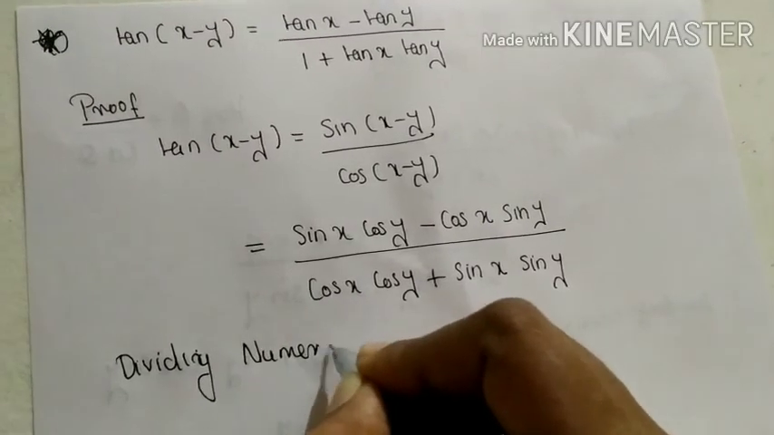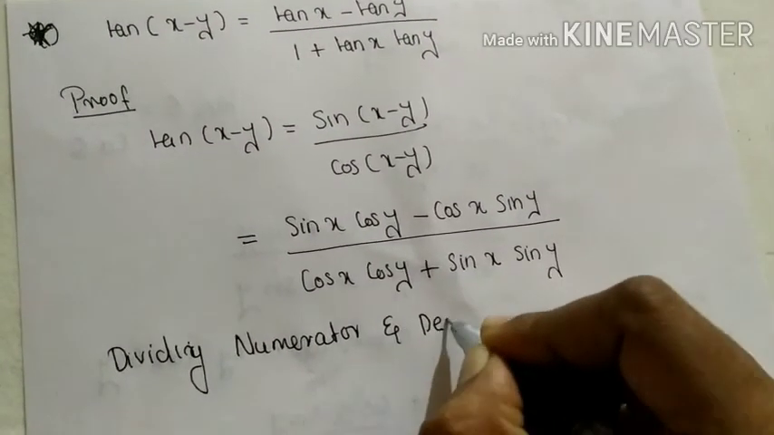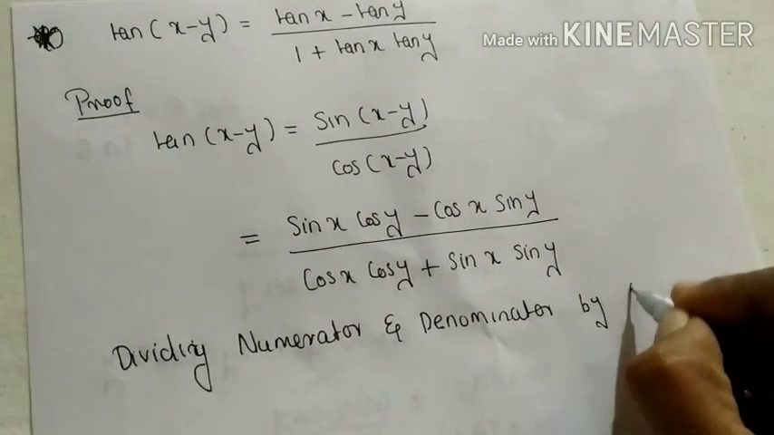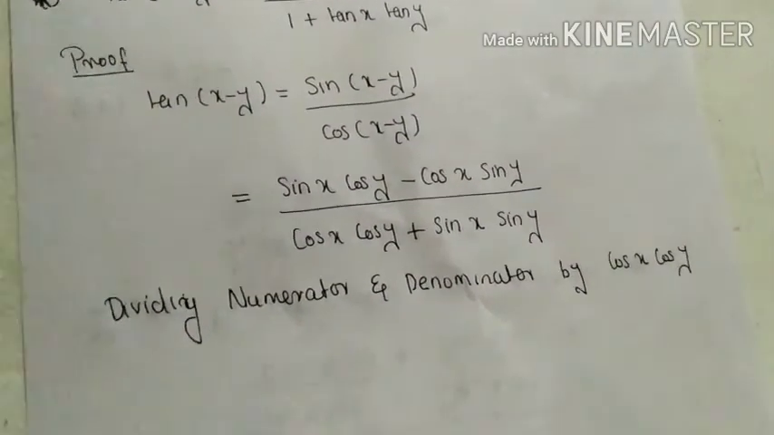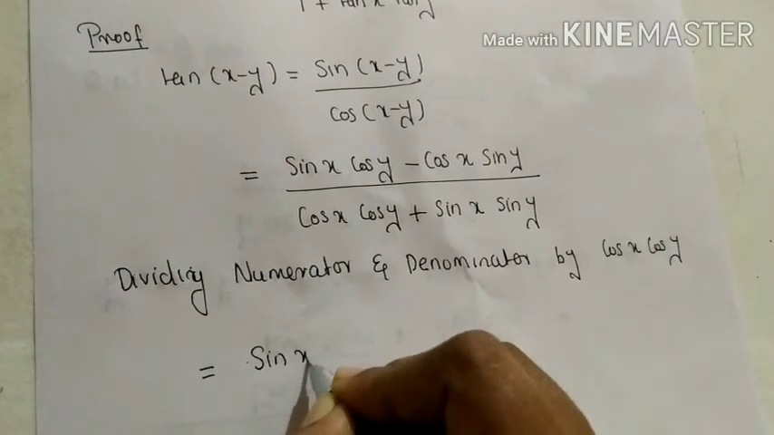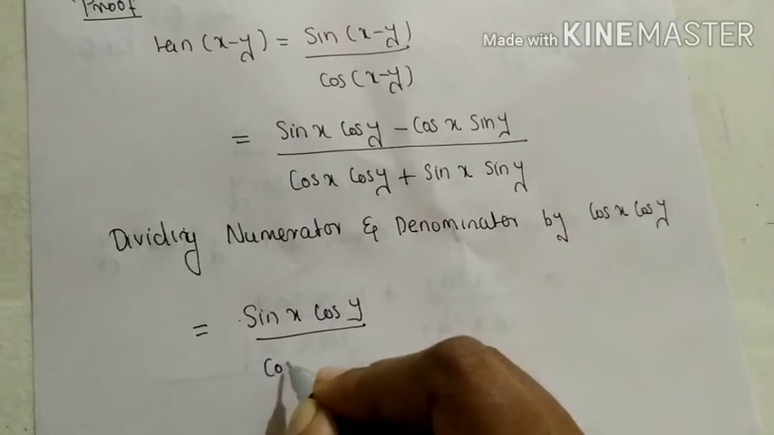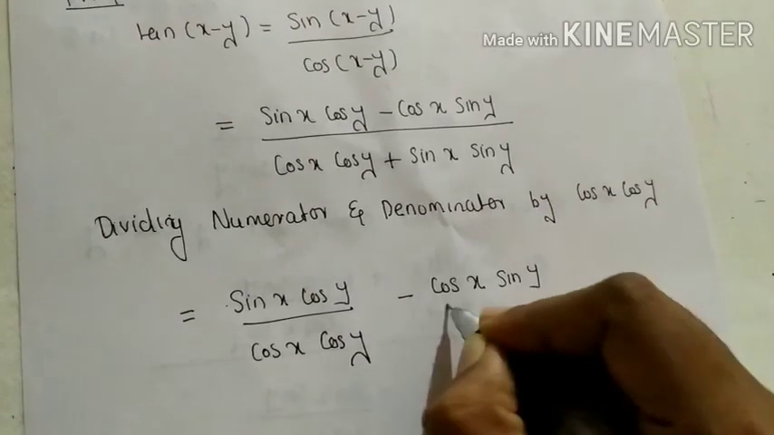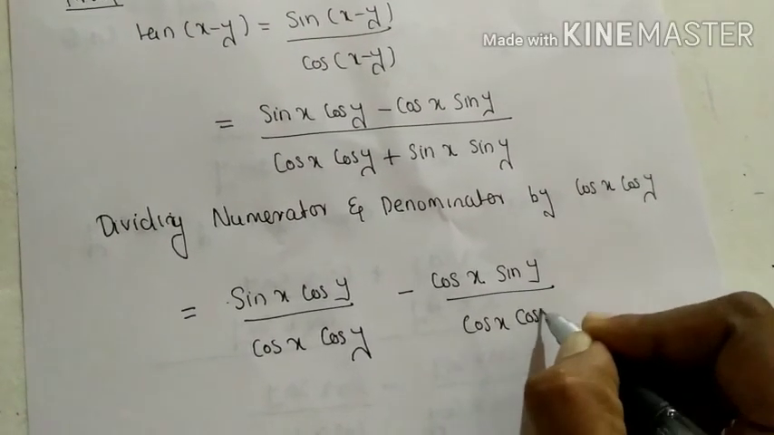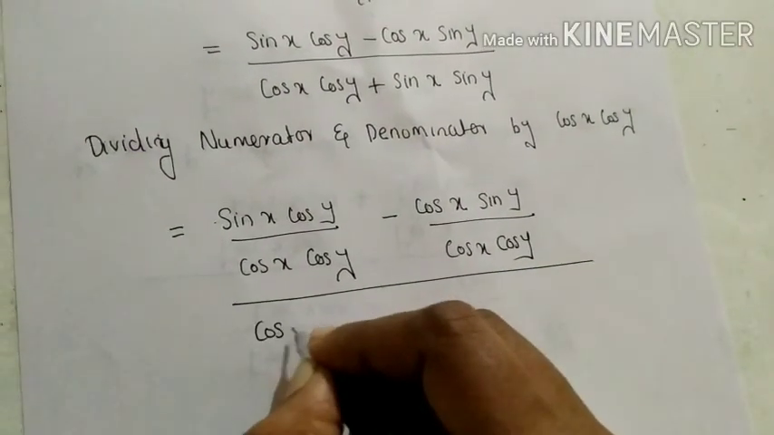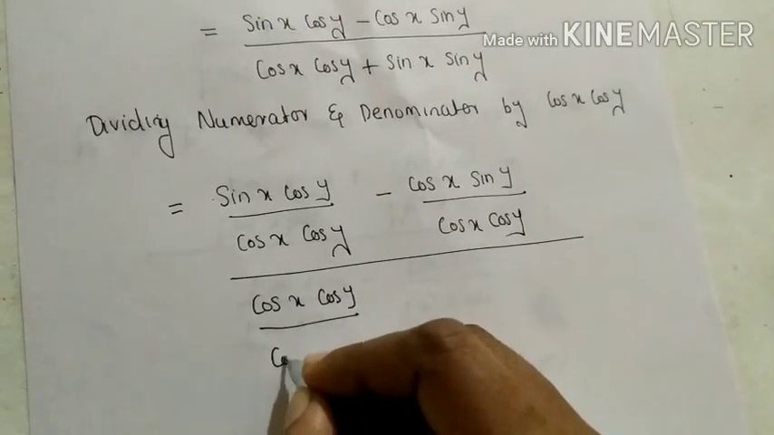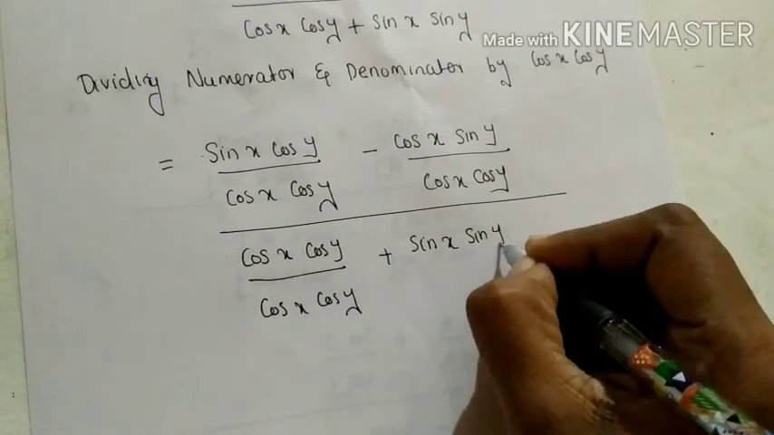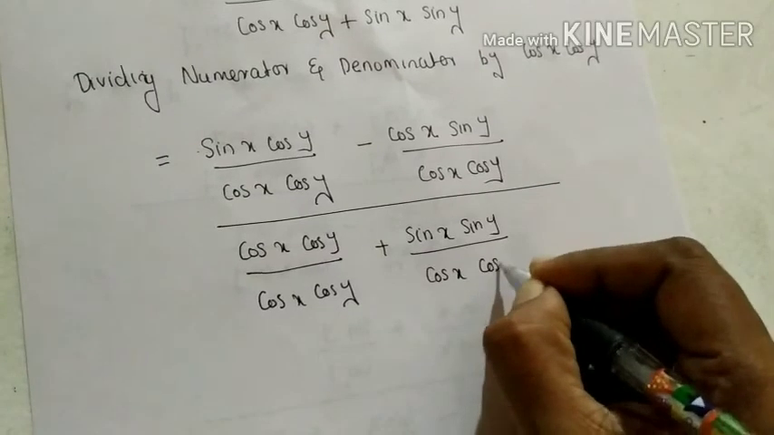numerator and denominator by cos x cos y, we get sin x cos y divided by cos x cos y minus cos x sin y divided by cos x cos y, whole divided by cos x cos y divided by cos x cos y plus sin x sin y divided by cos x cos y.